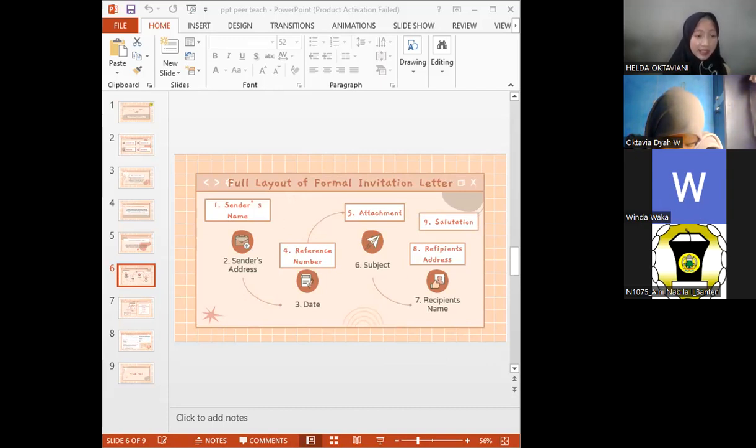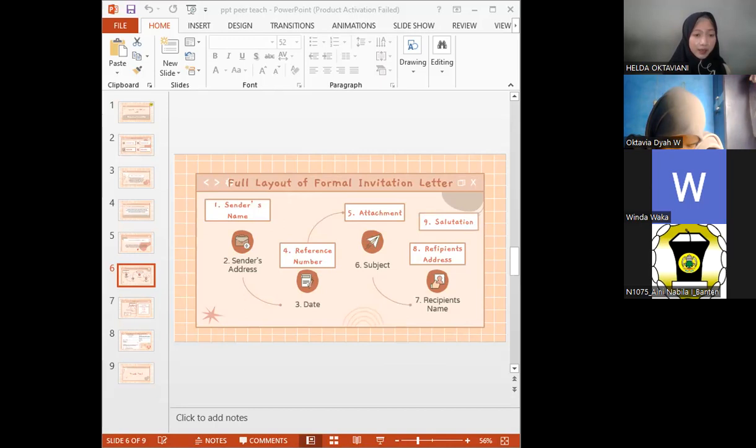And then the subject. What is the subject for the letter? The subject for the letter is an invitation letter. So write the subject as invitation, and then what the event is. Okay, and then the recipient's name.